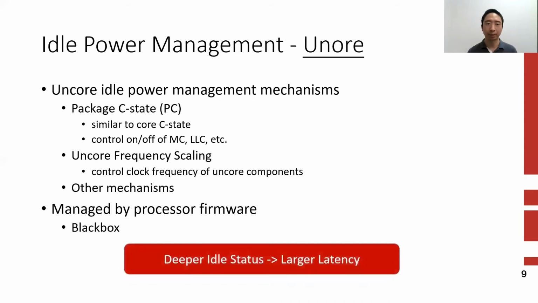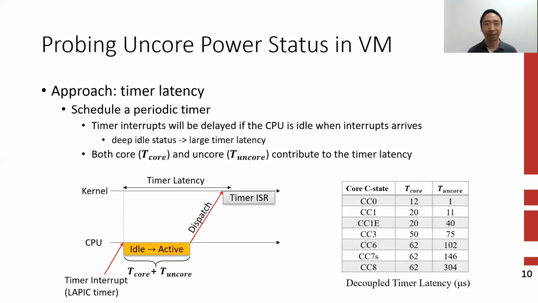The deeper the Uncore sleep, the more time it takes to restore to the active state. So our approach is to measure the latency of the Uncore to guess its power status. In order to do that, we take advantage of the timer. Timer interrupt is generated by the timer hardware of the physical machine.